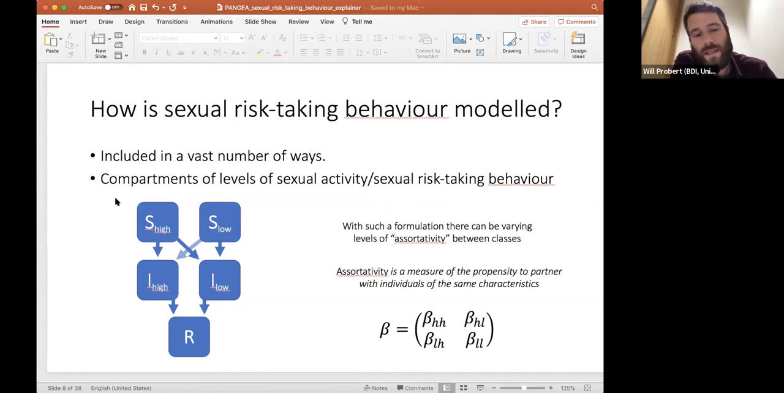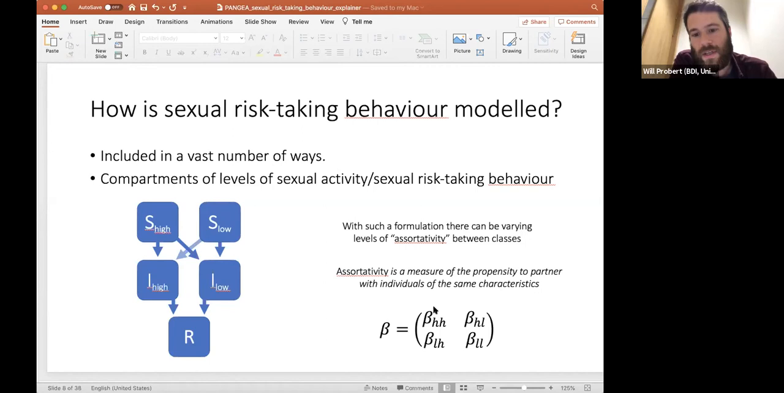So if we consider the diagram I showed before, where you have susceptible individuals, infected individuals, and recovered individuals, you could split this population into those with a high level of sexual activity and a low level of sexual activity, and you could have interactions between them. You could have transmissions between different levels of sexual activity in the population.